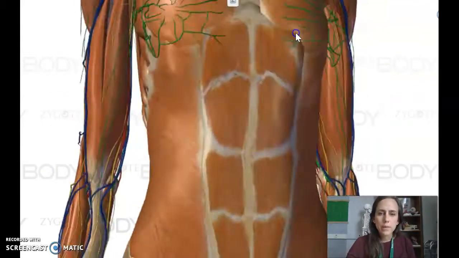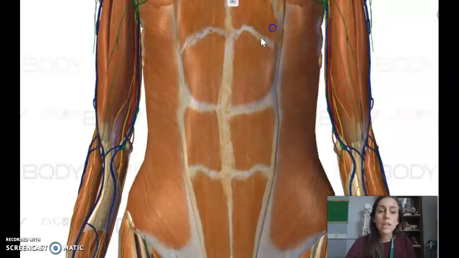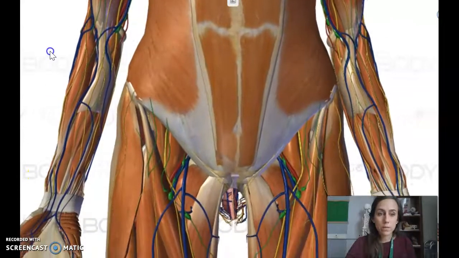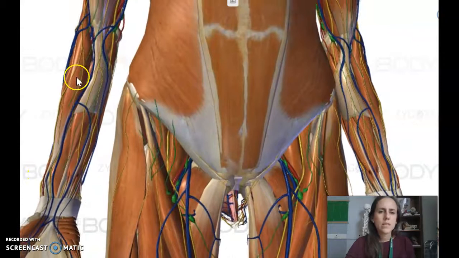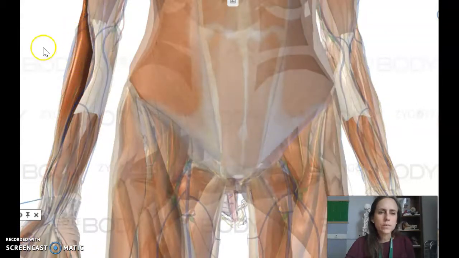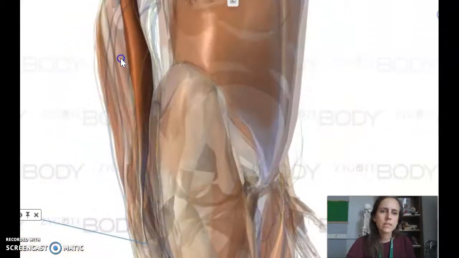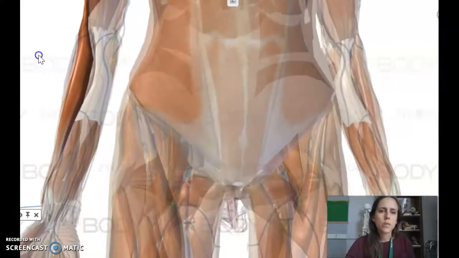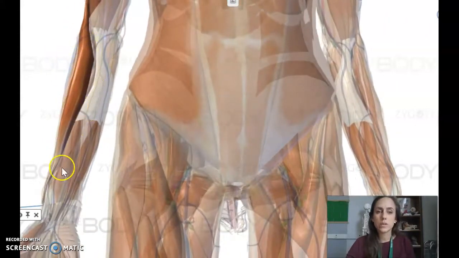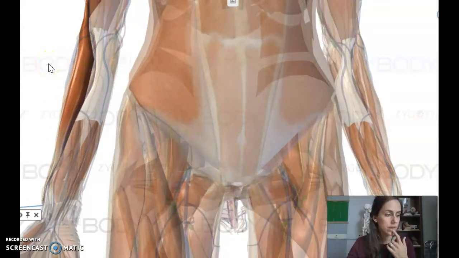Turning the body around. The only muscle that we need to be aware of in the forearm for this class is the Brachioradialis muscle. And it sits over top of where the radius bone is. So if you remember where the radius bone is, you can figure out which side of the forearm the Brachioradialis muscle is on.